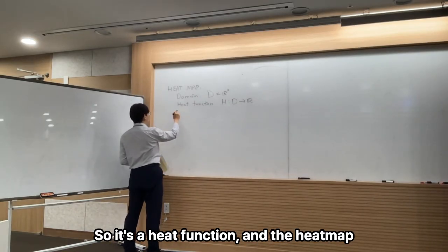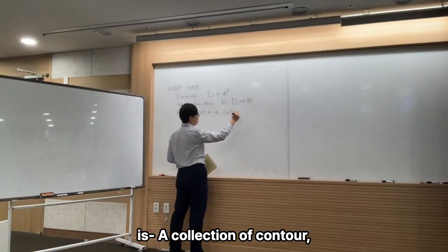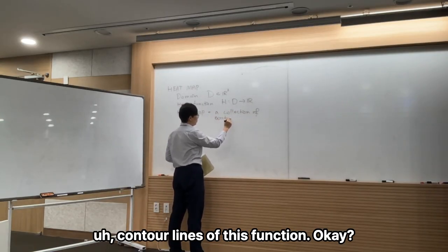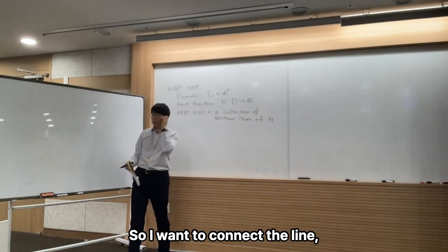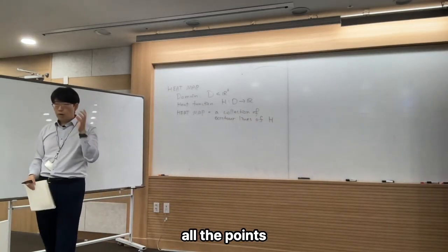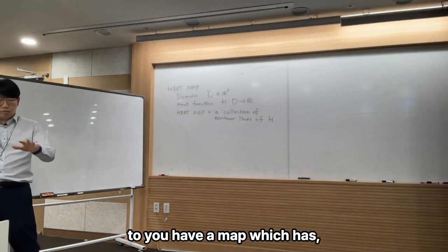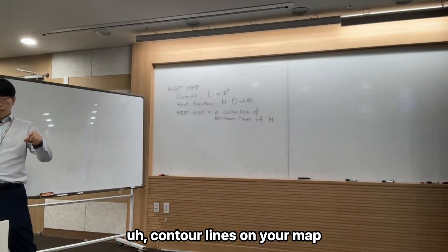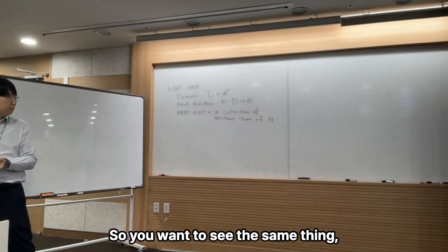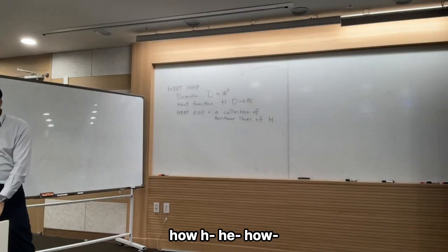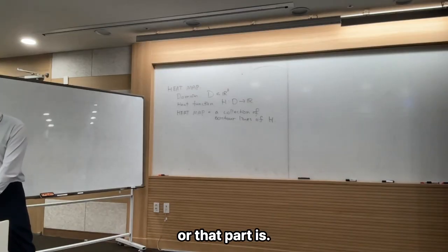And the heat map is a collection of contour lines of this function. Okay? So I want to connect the line, all the points which has the same temperature. So it's something similar to you have a map which has contour lines on your map to indicate the height of your territory, right? So you want to see the same thing, how hot or how cold this part or that part is.